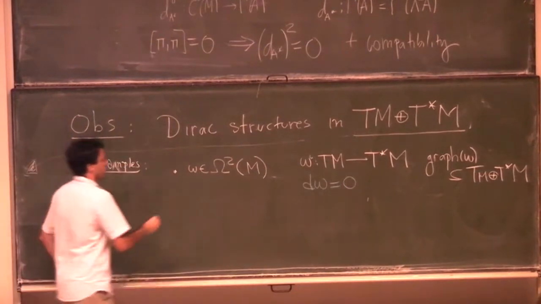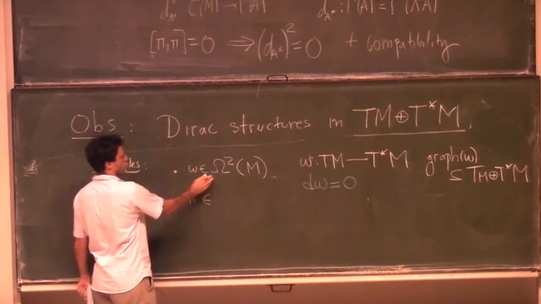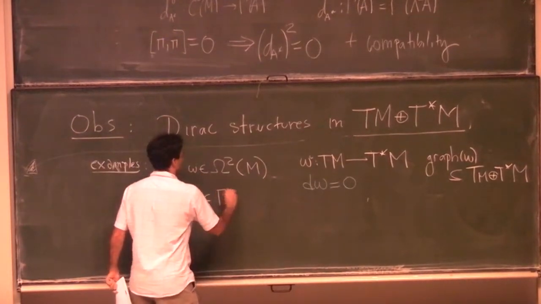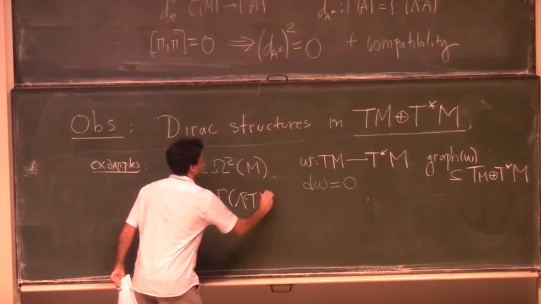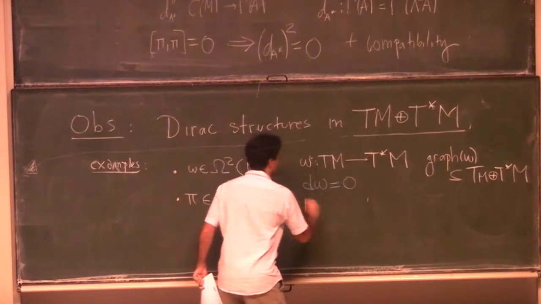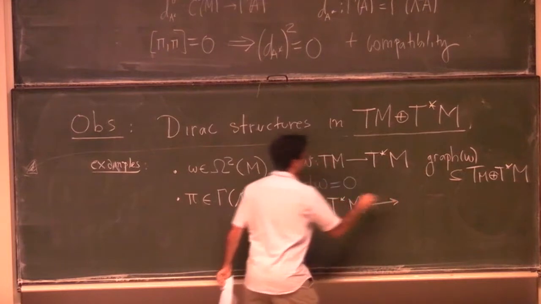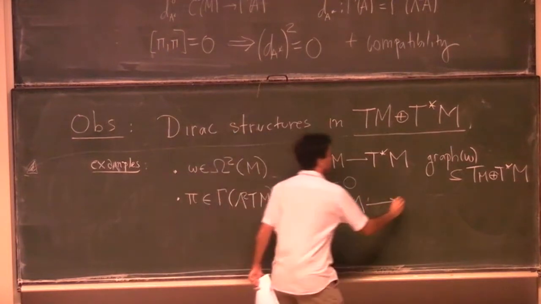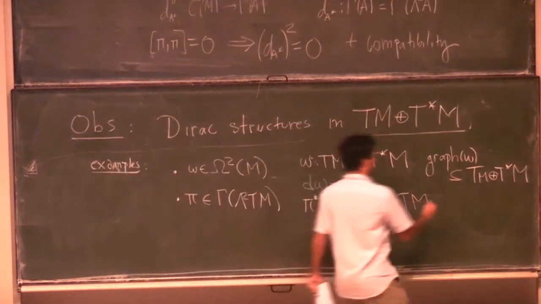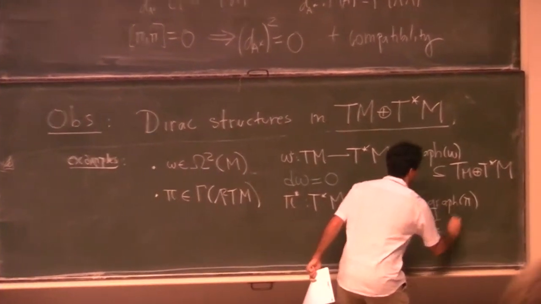So another example is if you do the same thing now with closed two forms. They don't have to be non-degenerate. So another object would be if you take a bivector field, like the dual object on the manifold, and then you have this map that we already saw many times. So just the map that takes functions to Hamiltonian vector fields, like this. And then in this case, you can look at the graph again as a Lagrangian subbundle.